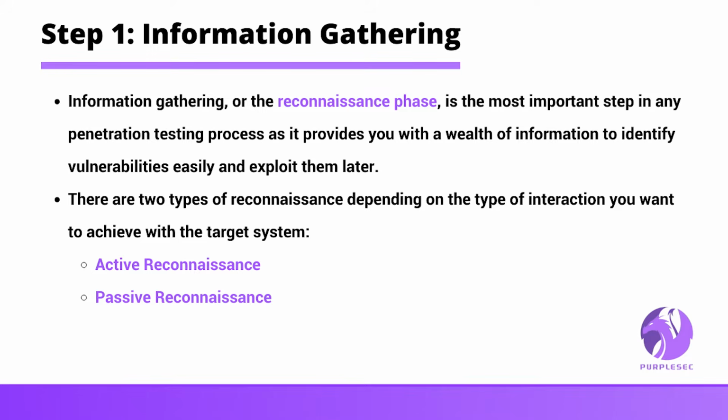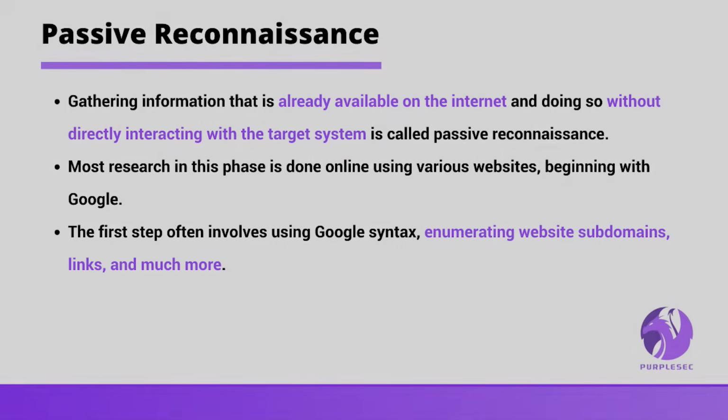There are two types of reconnaissance depending on the type of interaction you want to achieve with the target system. They include passive reconnaissance and active reconnaissance. Gathering information that is already available on the internet and doing so without directly interacting with the target system is called passive reconnaissance.